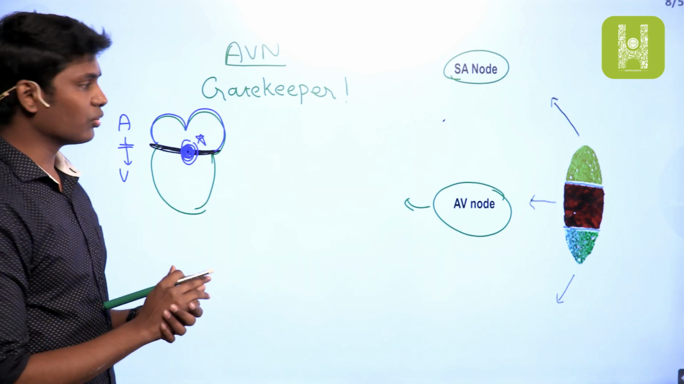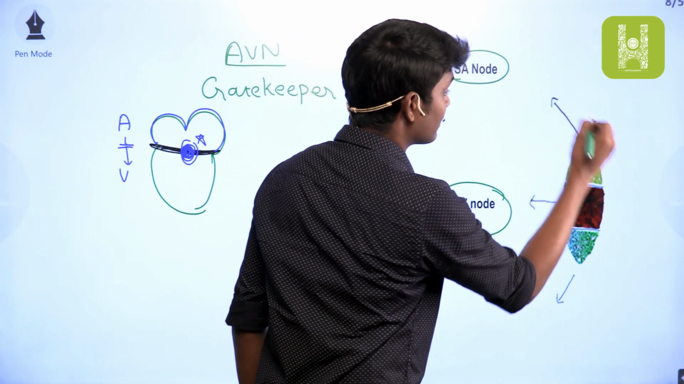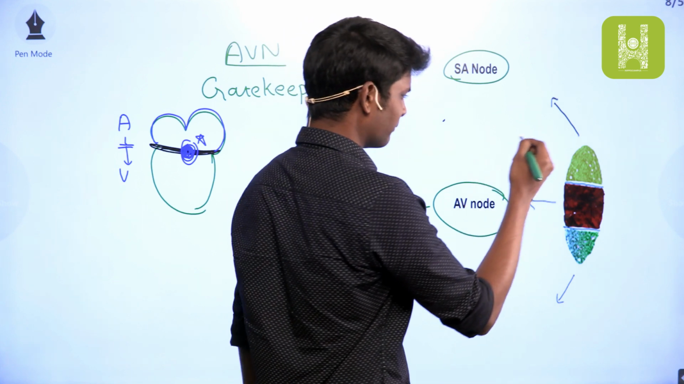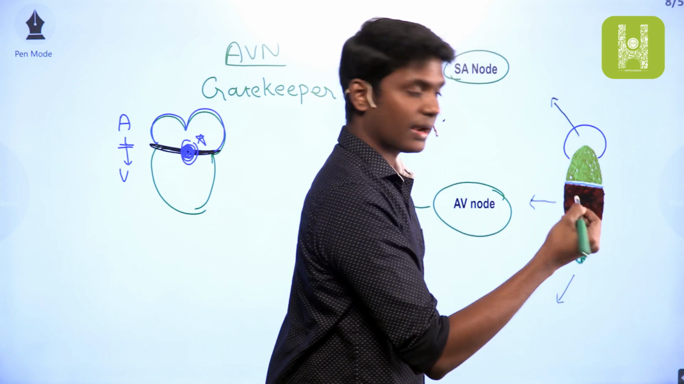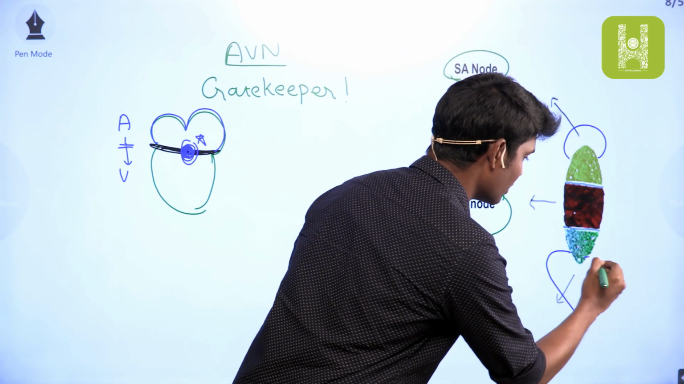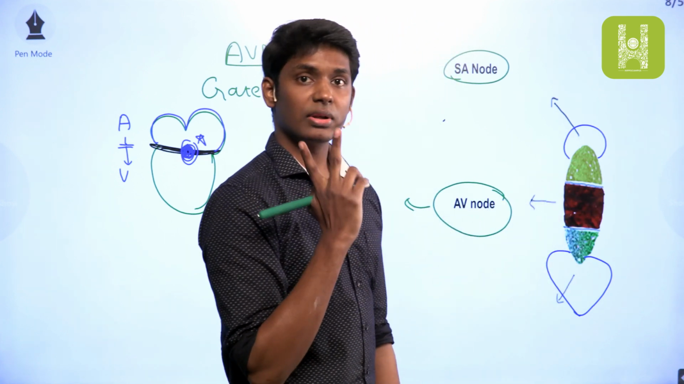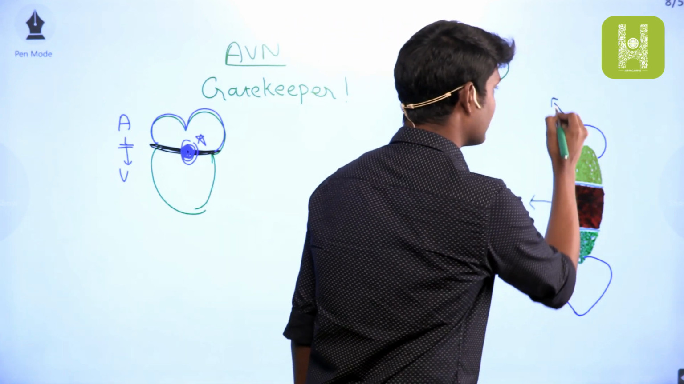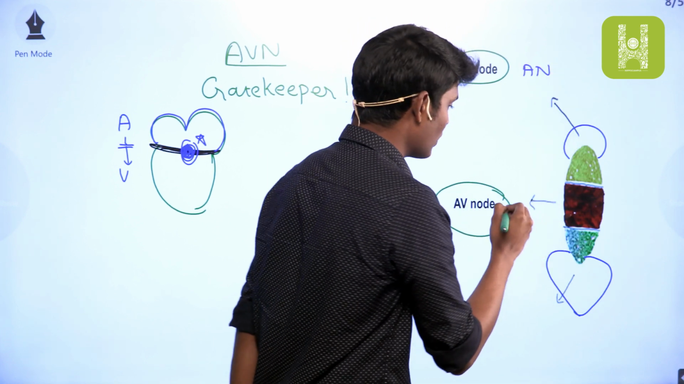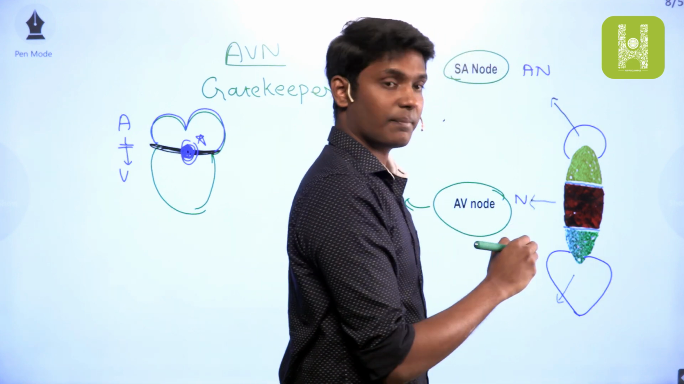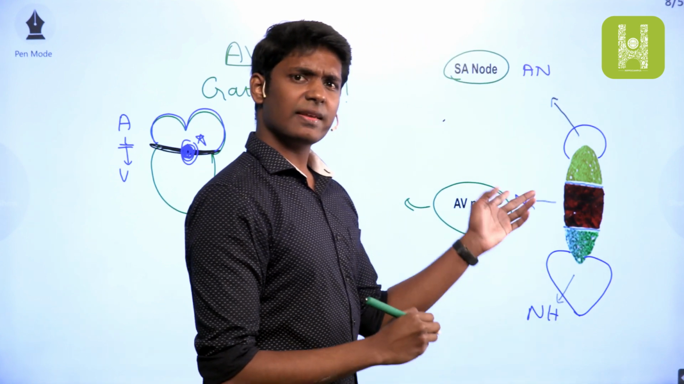So how does the AV node do this? This is actually the three anatomical parts of the AV node. I'll explain how it is. So consider the atrium which is present above, and consider the ventricle which is present below. Okay, so the AV node can be divided into three structures. The first one is called the AN region. The second one is the nodal region or the N region, and the third one is the NH region. So you can easily understand that.